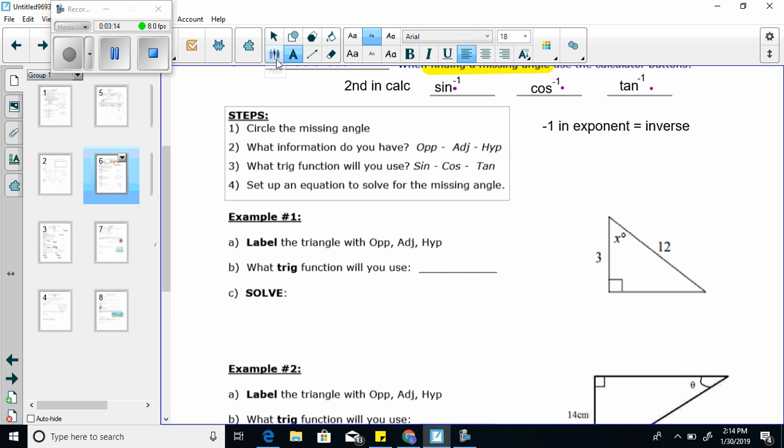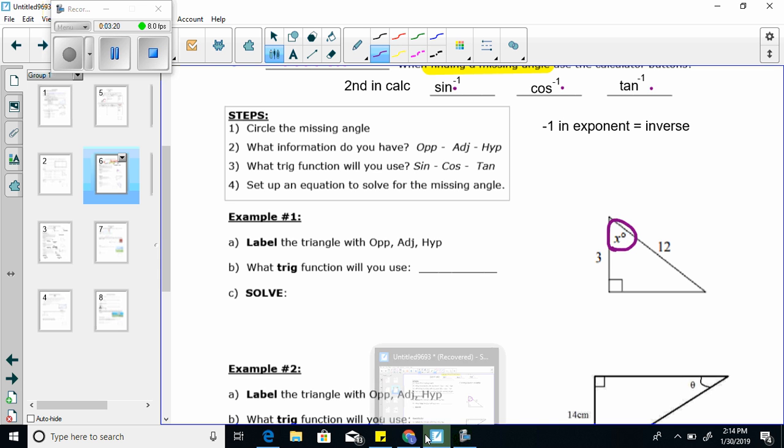The first thing we're going to do is circle the missing angle. That's pretty easy here because it's x. It's actually a missing angle, not a given angle this time. What information do we have? We don't have the opposite. We have the adjacent and the hypotenuse. So we're actually given both sides this time. We're not solving for a missing side.